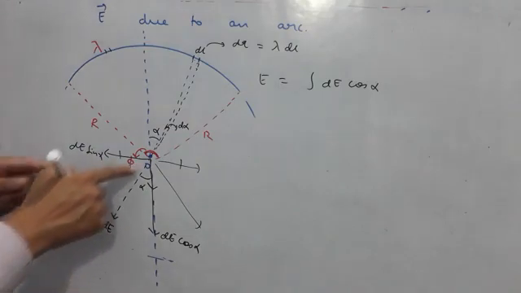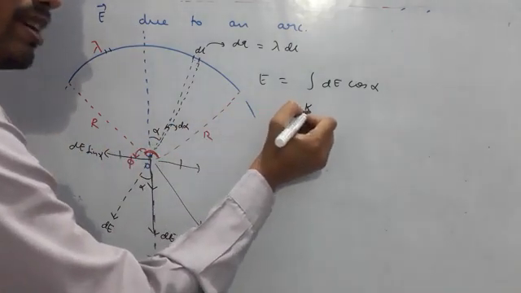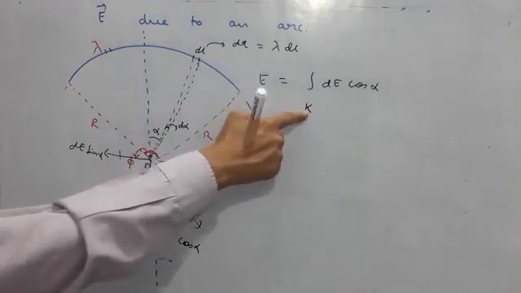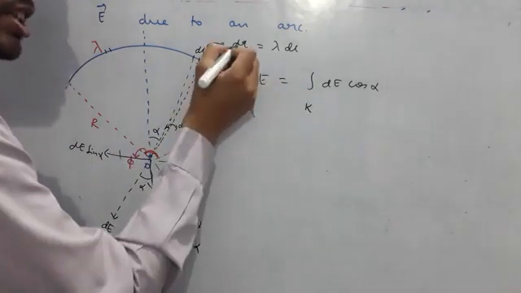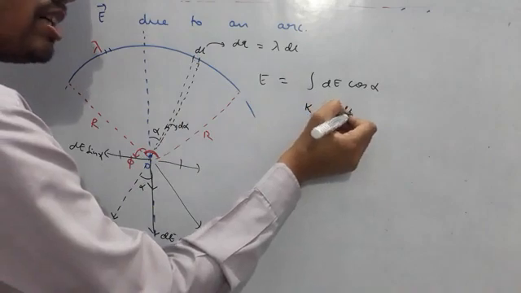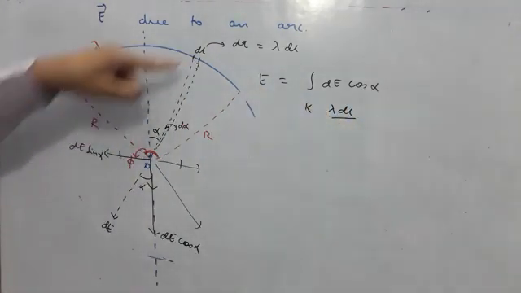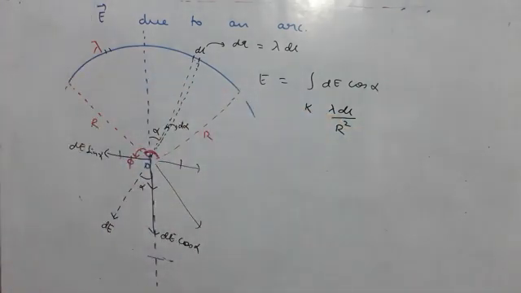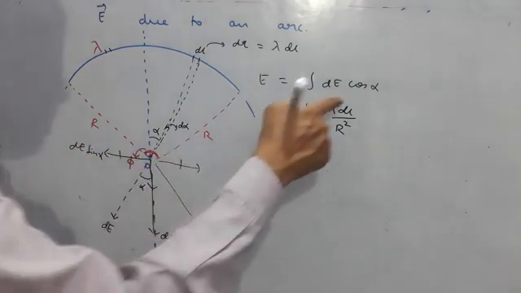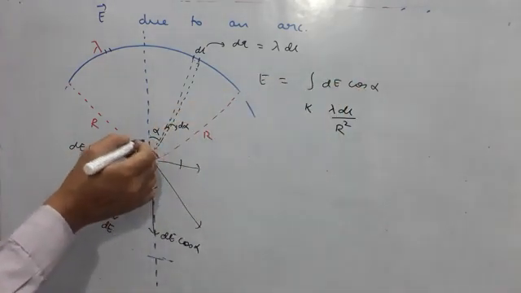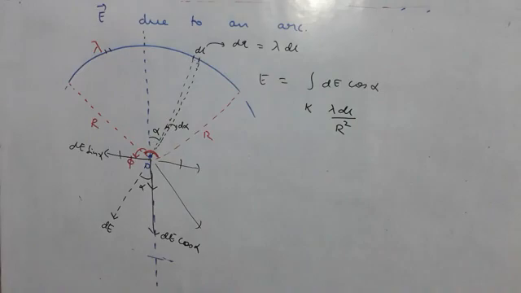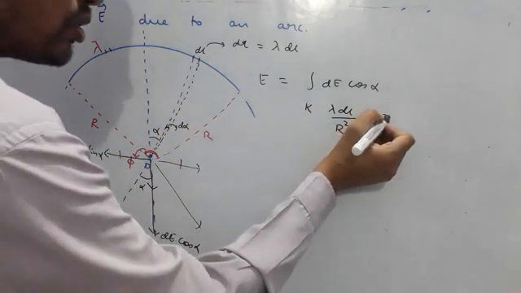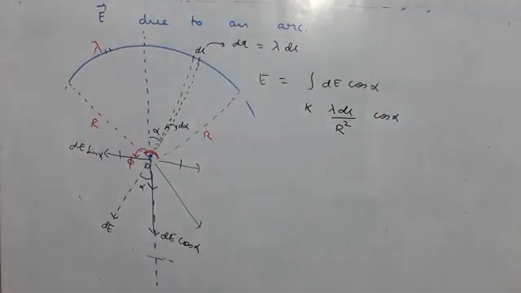dE is the value of electric field at this point. That is nothing but 1 by 4 pi epsilon naught, which I will write as K, into charge. Charge is dq, but dq will be lambda times dl, by distance square. This distance is the radius, so r square. So K lambda dl by r square is the value of dE. And then we'll have cos alpha. Cos alpha, how do we convert? We'll put it simply like so. So this is our integral.